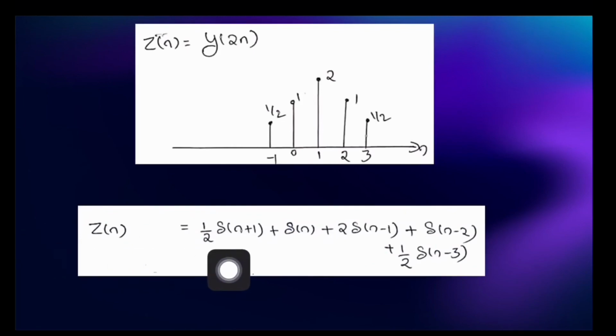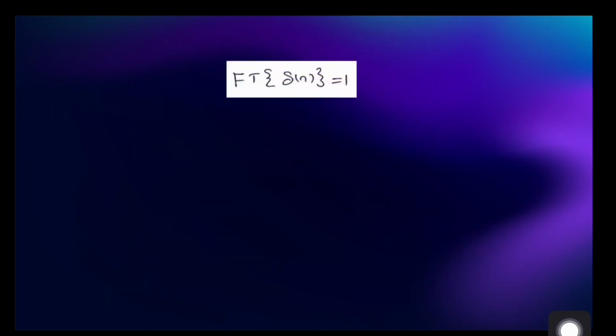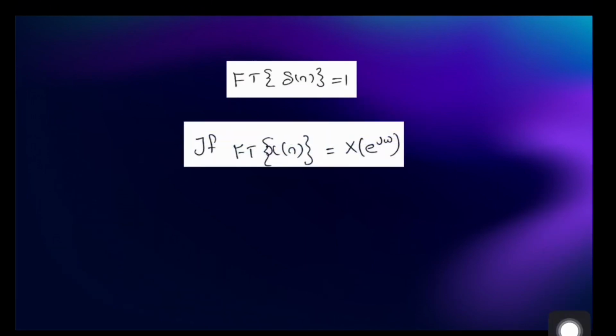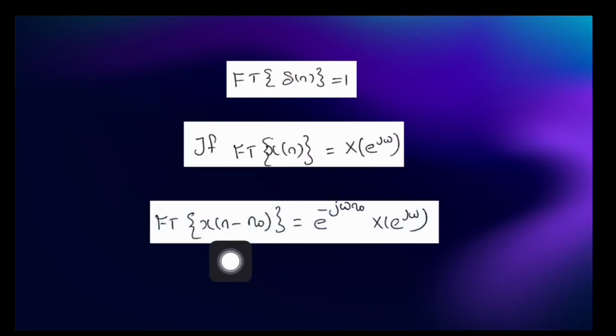z(n) can be expressed as 1/2 δ(n+1) + δ(n) + 2δ(n-1) + δ(n-2) + 1/2 δ(n-3). I hope you all know the Fourier transform of δ(n) is 1. And we are going to use a property: if the Fourier transform of x(n) is X(e^jω), then that of x(n-n0) is e^(-jωn0) X(e^jω). This is known as the time shifting property of Fourier transforms.